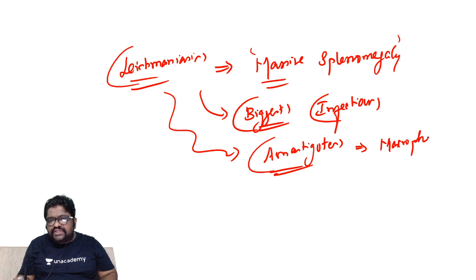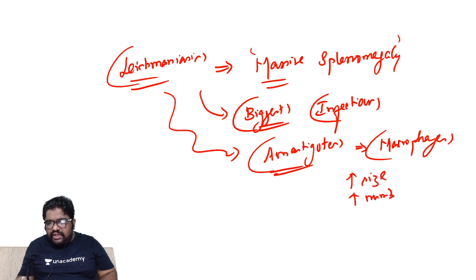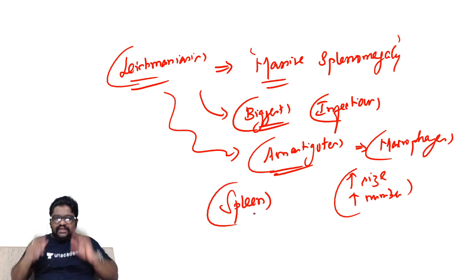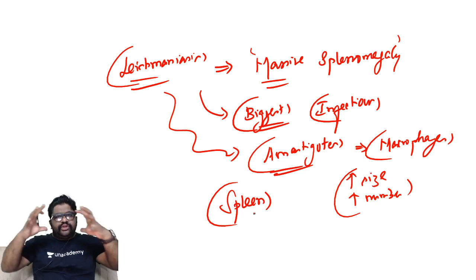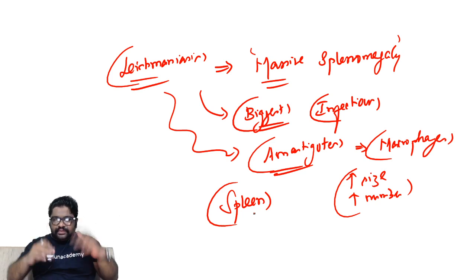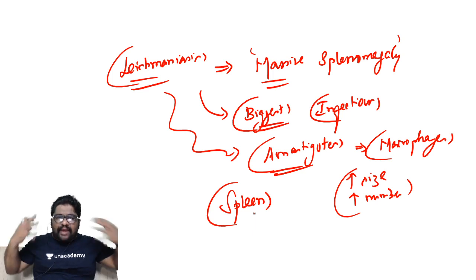When the macrophages increase in size and when they increase in number, in both situations you'll have the spleen increasing in size. The macrophage is supposed to capture the organism. When they capture it, they have to increase in size because of the entry of the organism. At the same time, to capture more and more organisms, you have to have more and more macrophages to be divided.